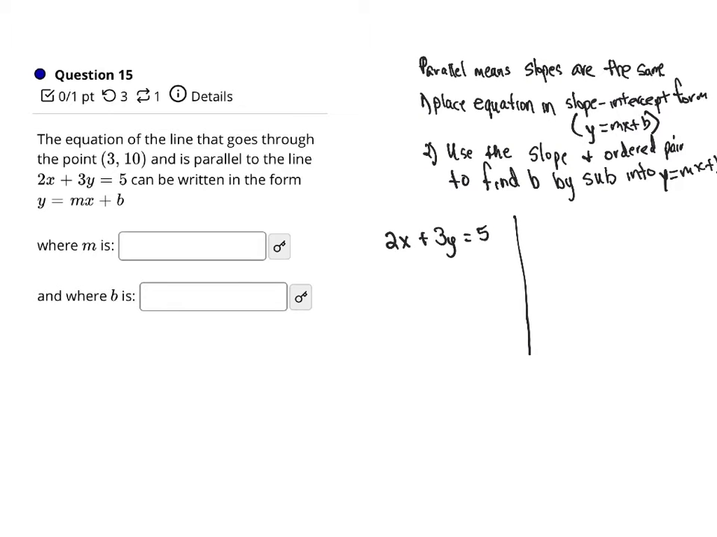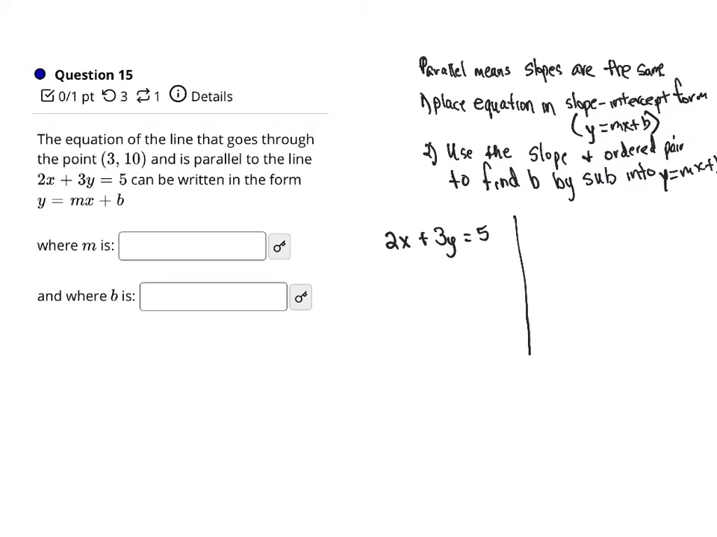Slopes are the same since they are parallel. It says the equation of a line that goes through the point (3, 10) and is parallel to the line 2x plus 3y equals 5 can be written in the form y equals mx plus b. Alright, so it tells us the lines are parallel, so we know the slopes are the same.